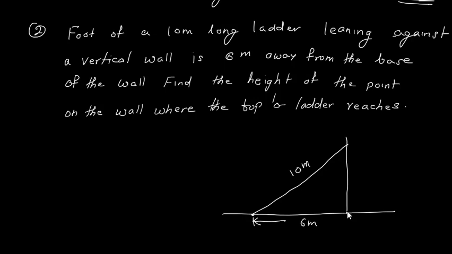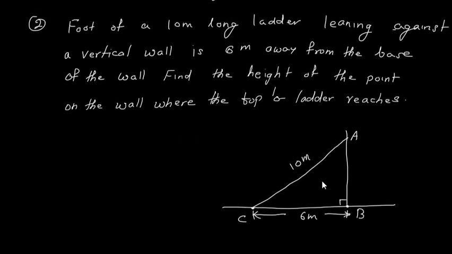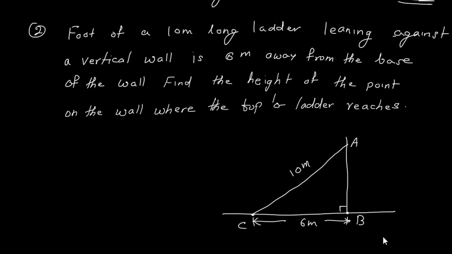This is 6 meter. Now this wall is going to be vertical on the floor. So this is 90 degree. I will name it as ABC. Choice is yours. You can name it anyway, ABC, PQR, whatever. Now in this diagram ABC, AC is given. Here AC is the length of the ladder. AC is given 10 meter. BC is given, which is 6 meter, the distance of the foot of the ladder from the wall. And we have to find AB. That is, we have to find the height.